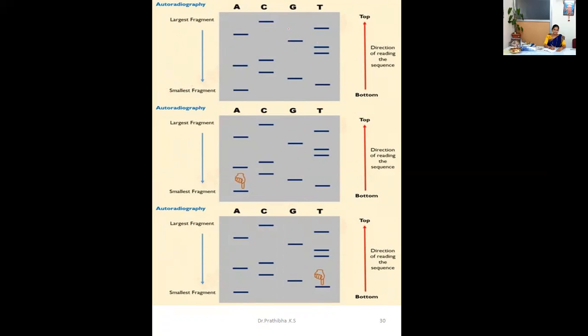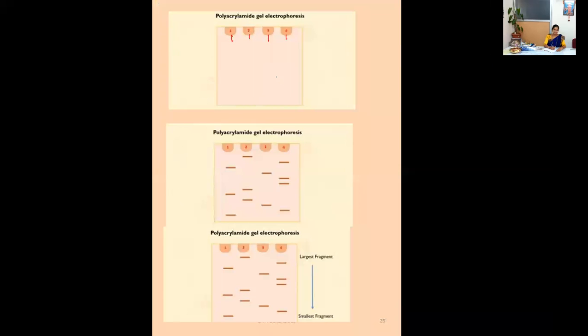In electrophoresis, DNA fragments run mainly based on their molecular weight. So this is the direction of reading the sequence in this case. This is the bottom one and this is the top one. Smaller DNA fragments are at the bottom and larger DNA fragments are at the top. So how do we determine this? After running this gel, we will be able to see the bands after staining.